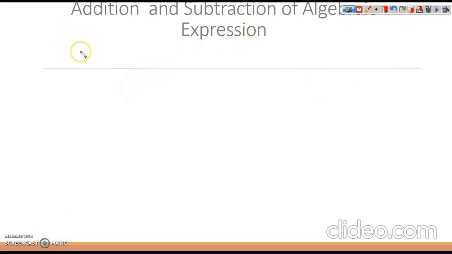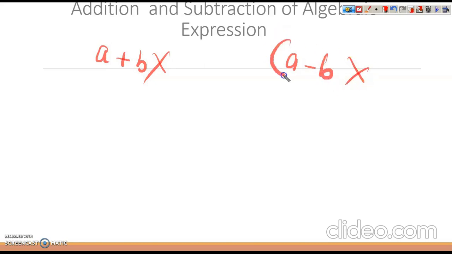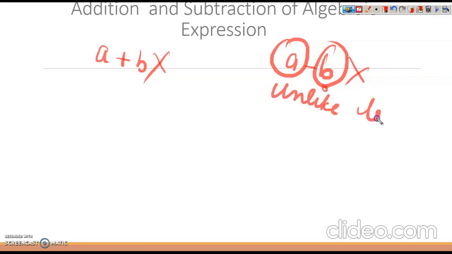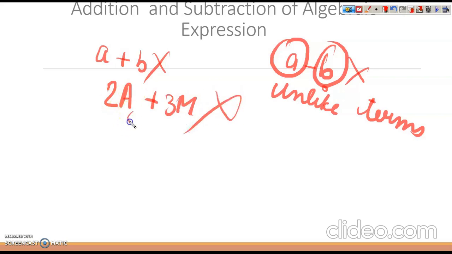Okay. So in the first, if there's a plus b, you cannot add them. The same is for subtraction. You cannot subtract them because the terms are different. These are unlike terms. You cannot add or subtract unlike terms. It's like if there are two apples and three mangoes, you cannot add them. You cannot write five apples and mangoes. It's not correct. So if there are like terms, then only you can add.